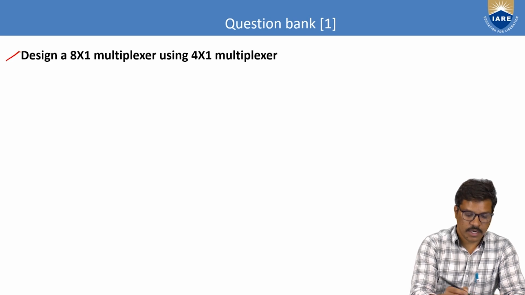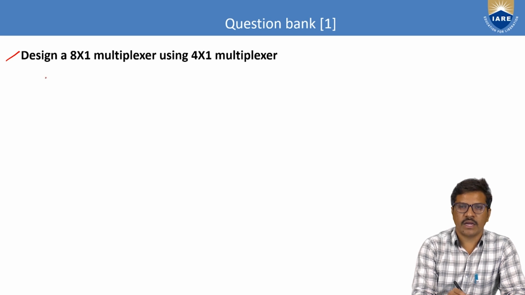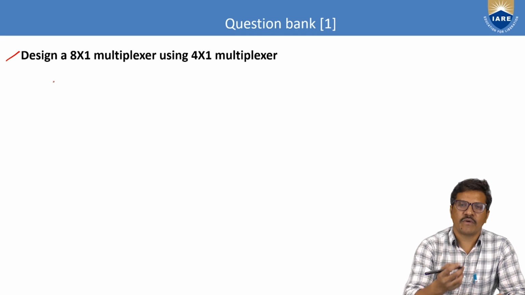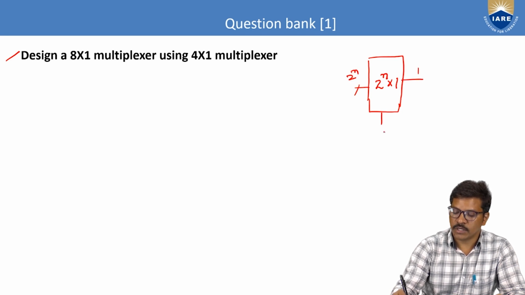Next problem: design an 8x1 multiplexer using 4x1 multiplexer. From this topic, I would like to explain what are all the possible questions coming from these topics. One way of asking a question is, explain with a neat diagram the operation of a multiplexer and a demultiplexer. In that case, you have to take the block diagram. The block diagram for a simple multiplexer is 2 power n by 1. So 2 power n inputs and a single output, where n is the number of select lines.